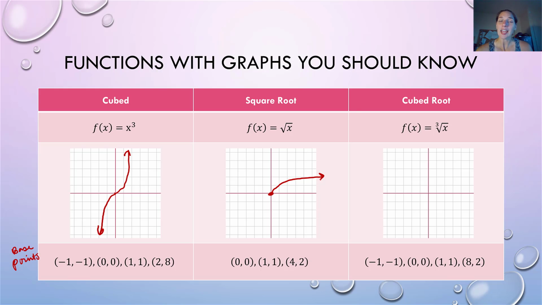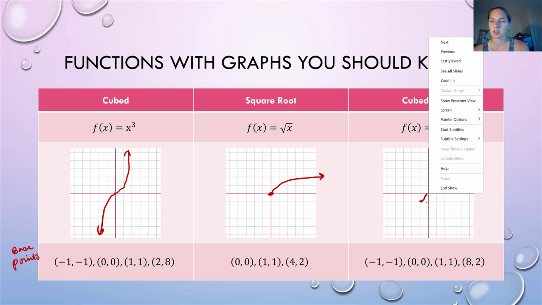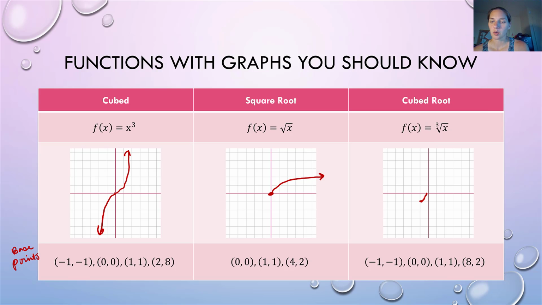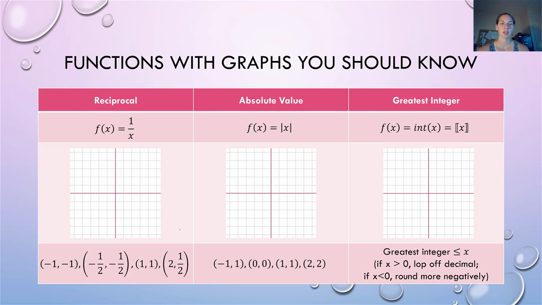The cube root, though, it doesn't cause us any problems. We're allowed to take the cube root of any number. The cube root of negative 8 is negative 2. That's allowed. So, we get a much more sideways looking graph for the cube root function. All right, last 3. These are the most interesting ones.